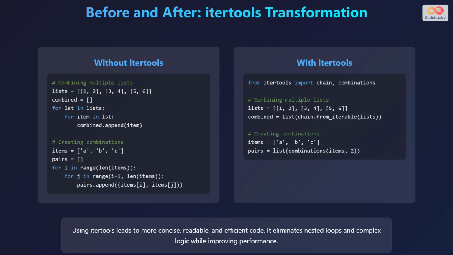Let's compare code with and without itertools to see the transformation. Without itertools, combining multiple lists requires nested loops and manual appending. Creating combinations also involves nested loops and manual pair creation. With itertools, the chain function simplifies combining multiple lists into a single line of code. The combinations function generates combinations with a single function call.